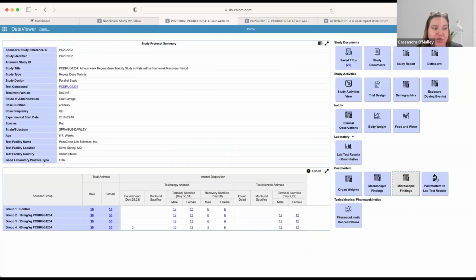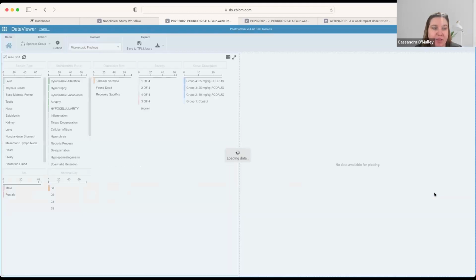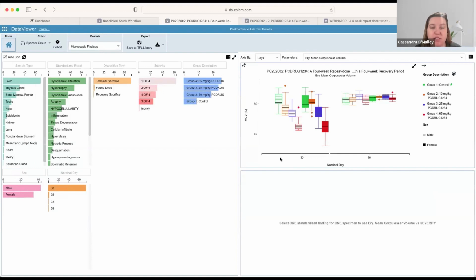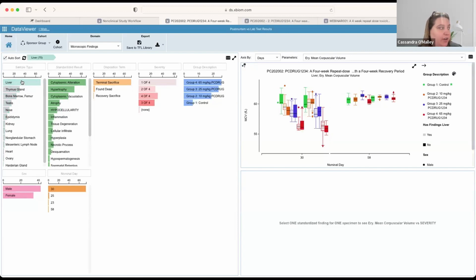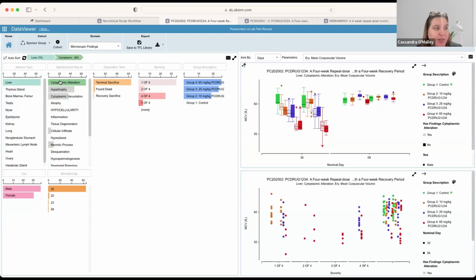I'm going to switch into the microscopic findings versus the lab test results. And this is going to be an example of our cross-domain analysis. So on the left-hand side, we're going to select a specimen and finding, and then we're going to look for correlations with the parameters. So on the left-hand side, I'm going to click liver and cytoplasmic alteration.